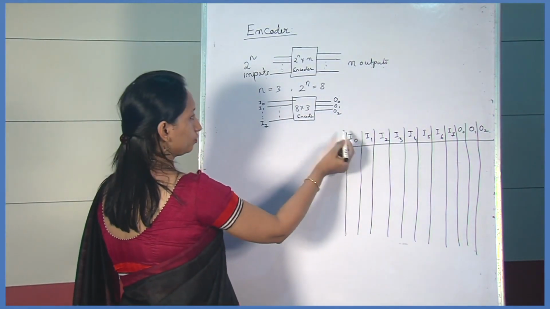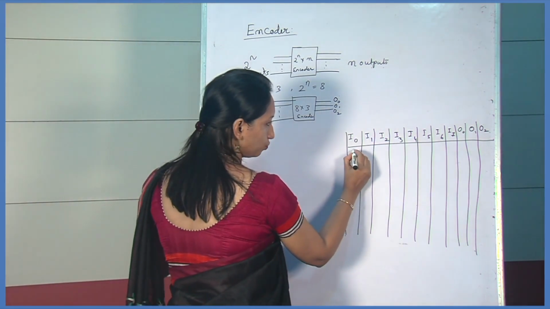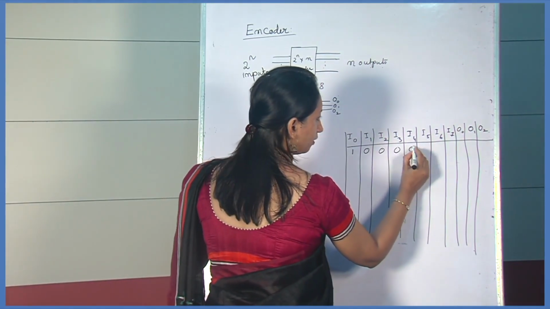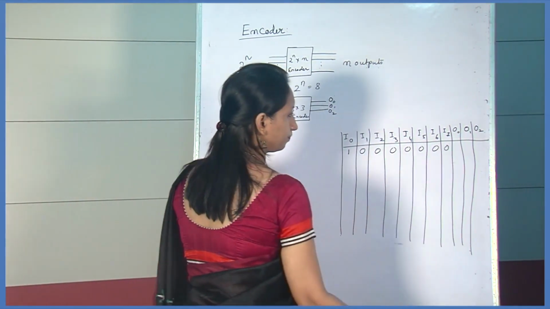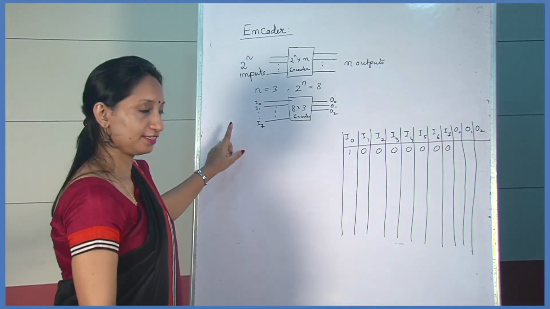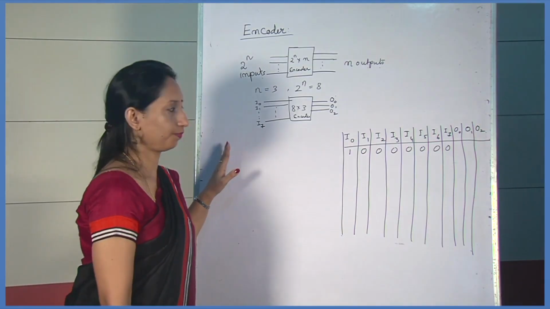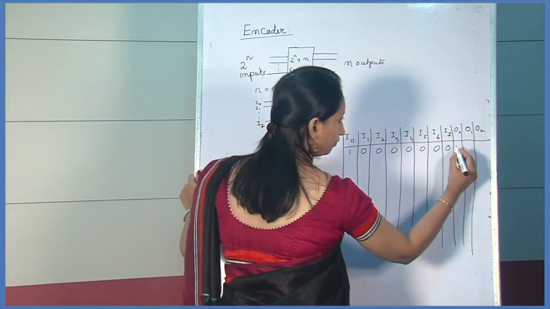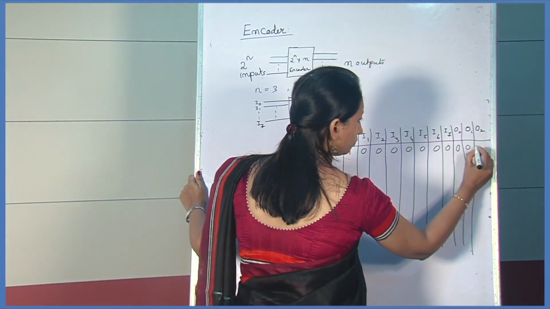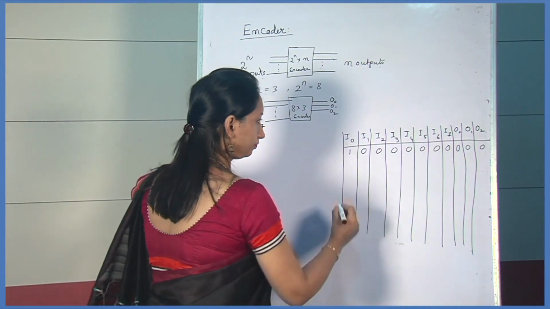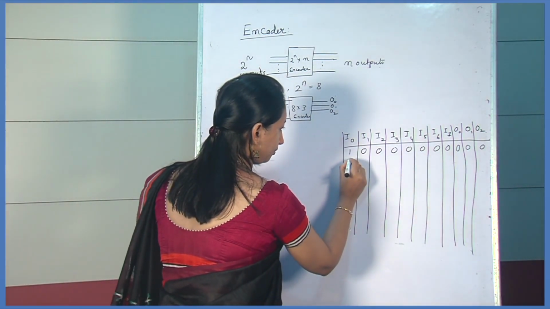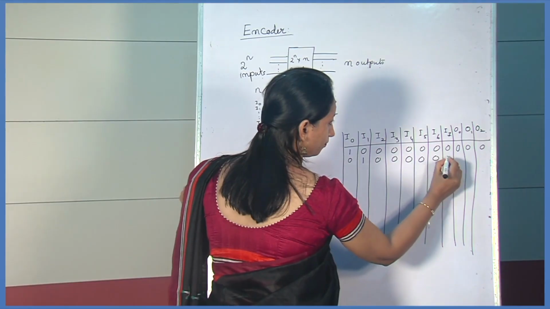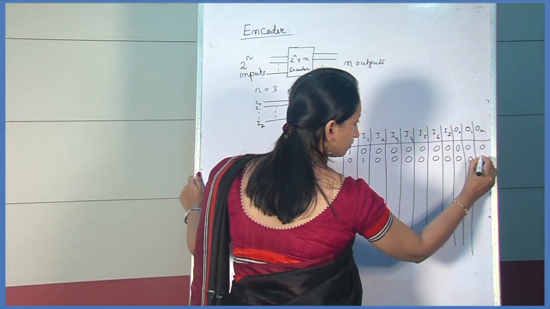So first, suppose the first input is high, that means 1 is applied to the first input and the rest of the inputs are 0. So in case of encoder, at a time only one input is high. Then what will be the outputs? This output will be 0, 0, 0. Then for the next input 1, rest of the inputs are 0. Output is.